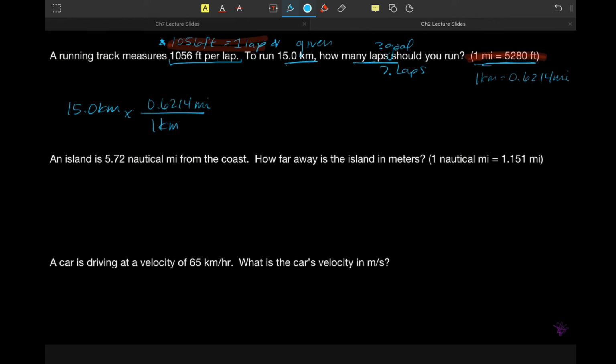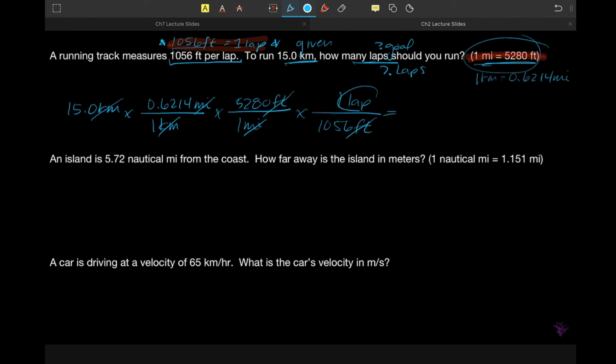Because we need the kilometers to cancel, that's where each piece needs to go. Now I need miles to cancel, so now we'll incorporate this, where it says 1 mile is equal to 5,280 feet. Miles cancels. Now I'm at feet. Now I will incorporate that last one, which says 1,056 feet is equal to 1 lap. Feet cancels. Laps are the only unit left.